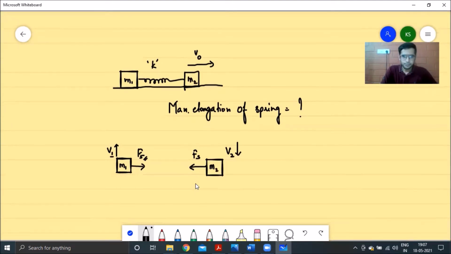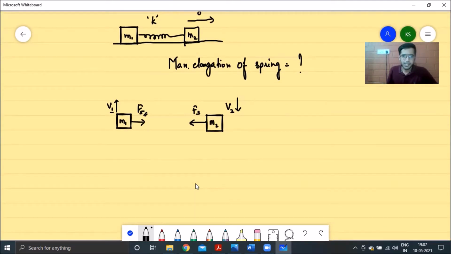And now, first of all, let's try to understand when this condition of maximum elongation will be obtained.